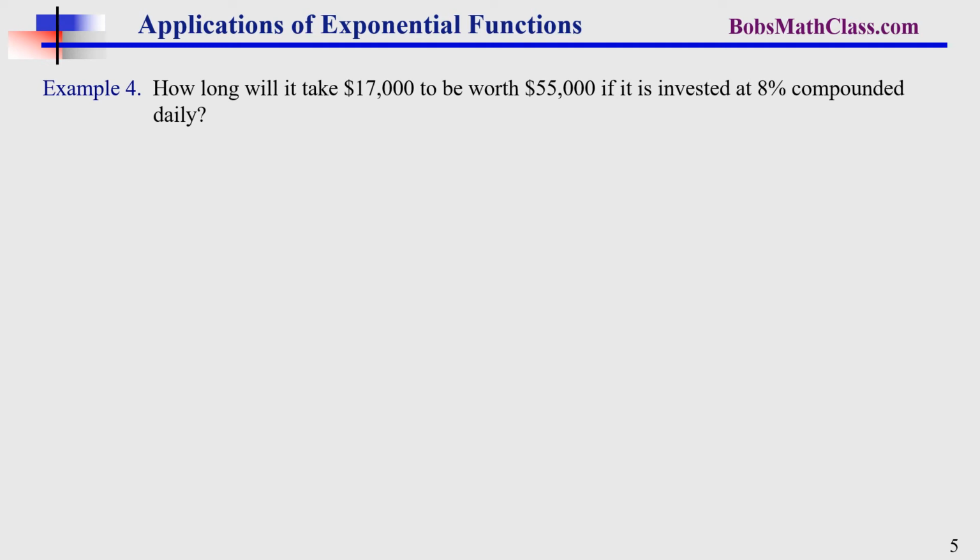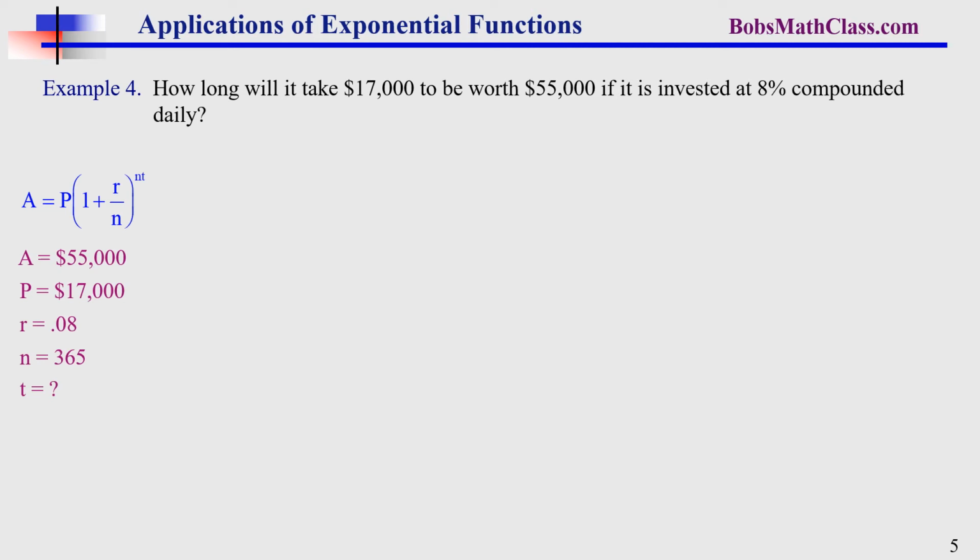Okay, how long will it take 17,000 to be worth 55,000 if it is invested at 8% compounded daily? So another compound interest problem. That was the formula A equals P times 1 plus R over N to the NT. Now we do have dollar values. We're starting with 17,000, so that's our principal. That's P. And the amount that we're ending with is 55,000.